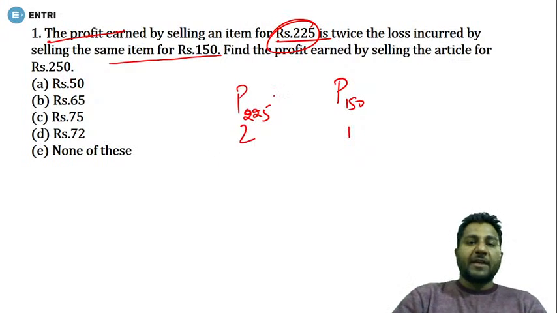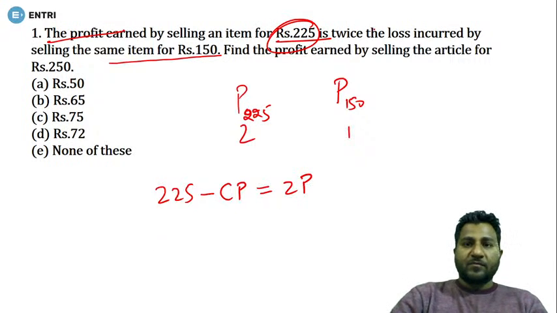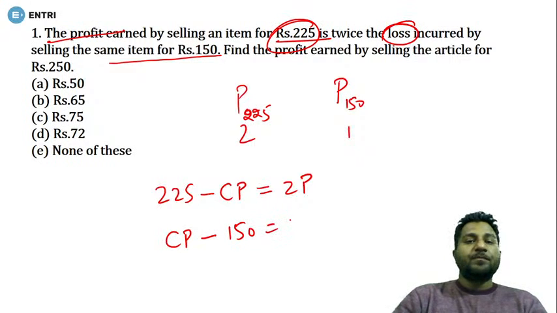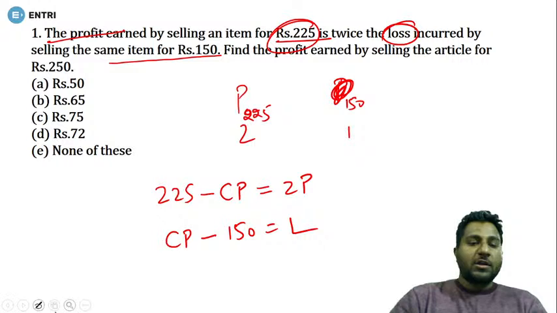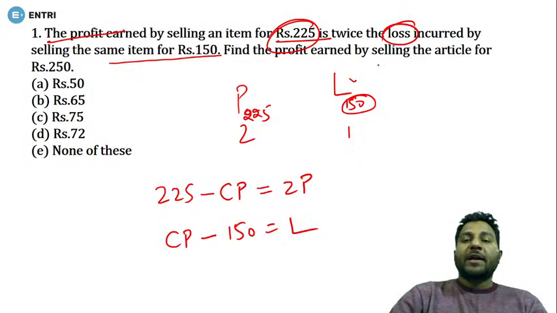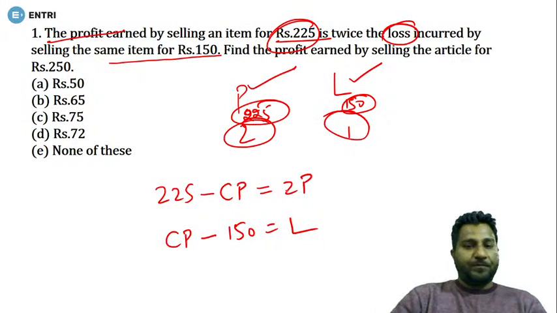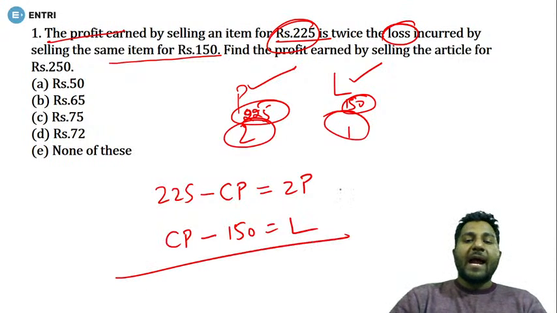Let's check it. Let's say the selling price was 225, and when compared with cost price you will see profit, while here we have seen the loss. Loss means cost price minus 150, because it is not profit, it is loss. Remember that. So on selling at 150 you are getting loss, on selling at 225 you are getting profit, and the profit was twice as compared to loss.